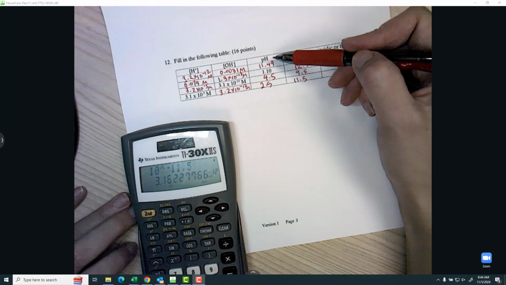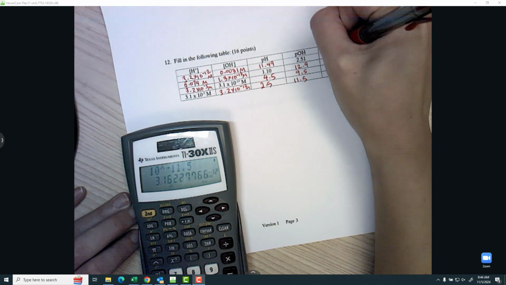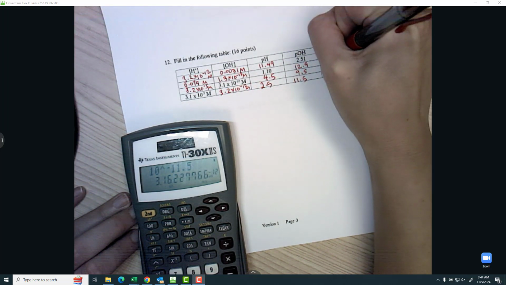All right, once I have all those, I'm going to look at my pH column, and anything that's under 7, I'll say acidic, and anything that's over 7, I'll say basic.